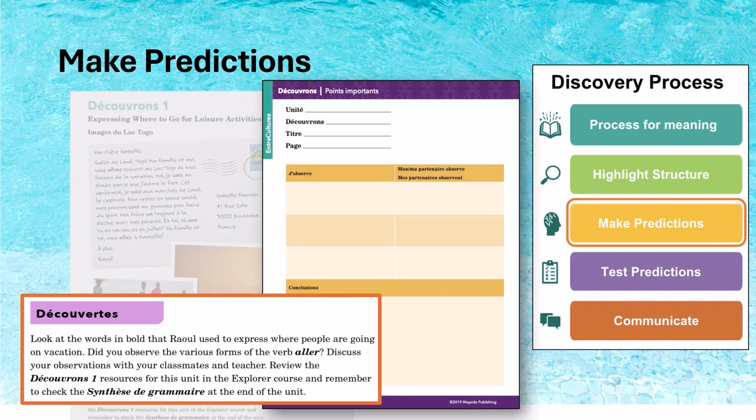Now we're ready for students to do some detective work. With the help of the guiding questions you see here, called découverte, students answer the questions, which helps them make predictions about how, when, and why the verb aller is used. The graphic organizer facilitates a guided think, pair, share discussion with students.